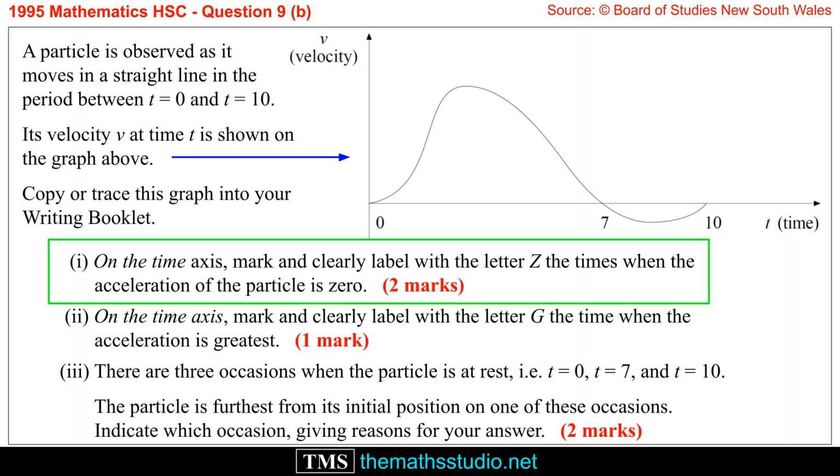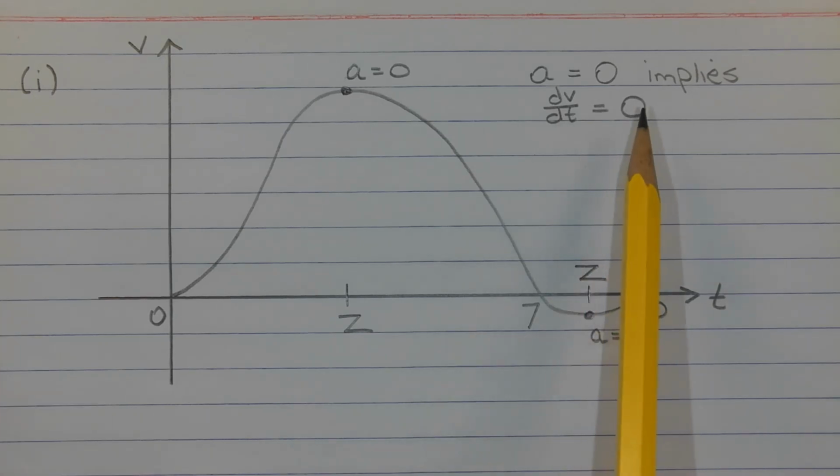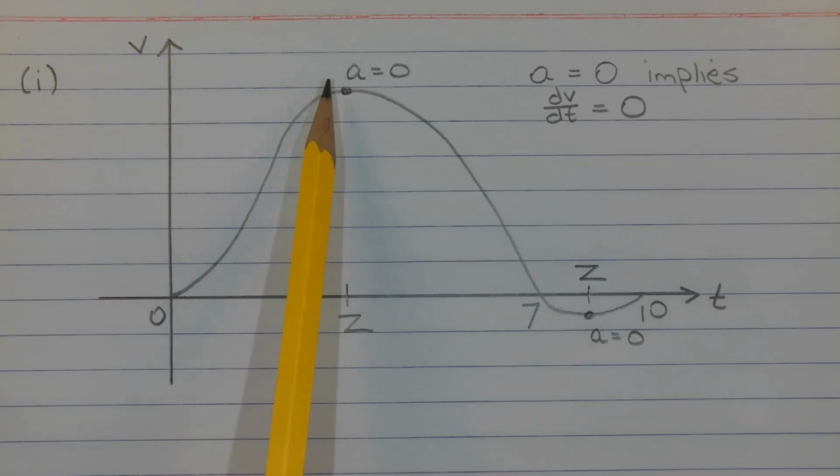Part 1. On the time axis, mark and clearly label with the letter Z the times when the acceleration of the particle is 0. An acceleration of 0 implies dv/dt, or the rate of change of velocity with respect to time, equals 0. And that corresponds to the two stationary points on the velocity time curve here and here. Now I've labelled the points in time where those stationary points occur with the letter Z, directly underneath this stationary point here and directly above this stationary point here.